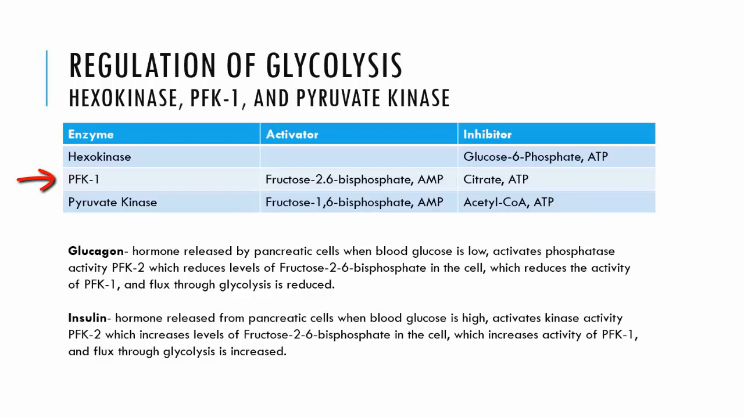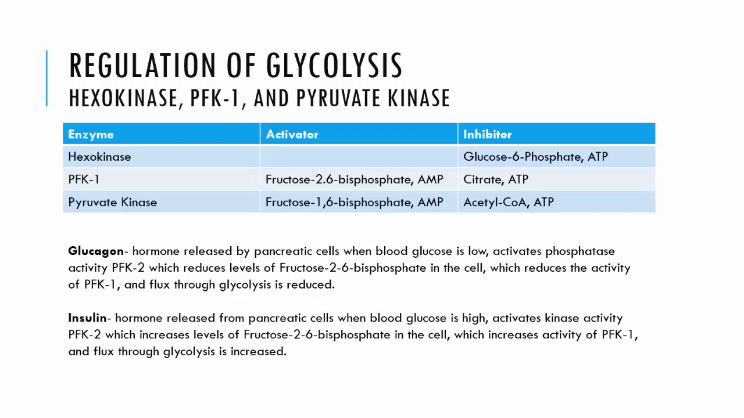PFK1, which catalyzes step 3 of glycolysis, where fructose 6-phosphate is again phosphorylated to make fructose 1,6-bisphosphate, is inhibited by high levels of citrate, a byproduct of the citric acid cycle, and ATP. It is activated by fructose 2,6-bisphosphate and AMP. Pyruvate kinase, the enzyme in step 10 of glycolysis that makes pyruvate, is inhibited by acetyl-CoA, which is the end product of the citric acid cycle, and ATP, while it is activated by fructose 1,6-bisphosphate and AMP.